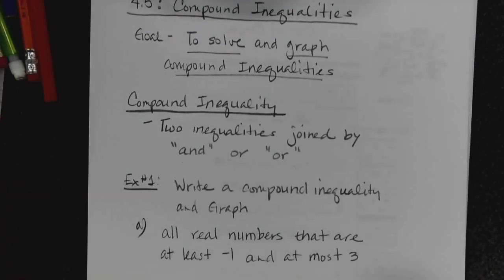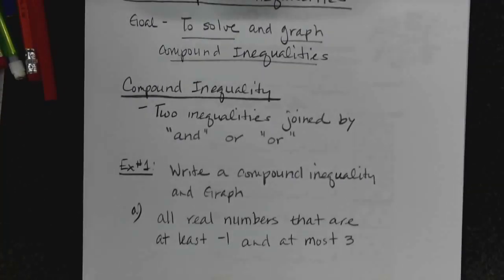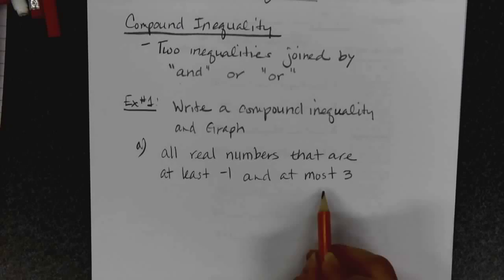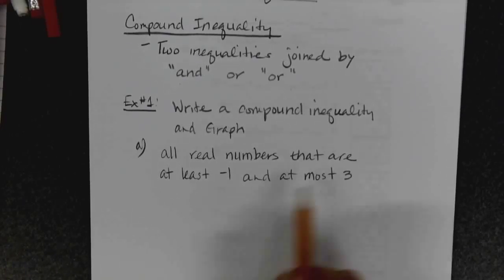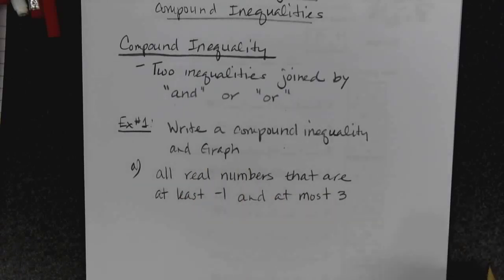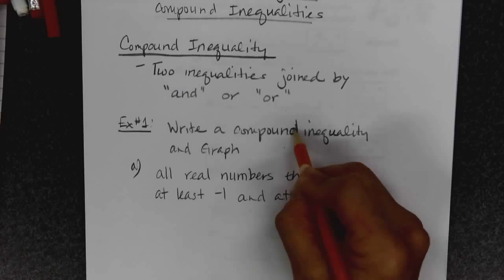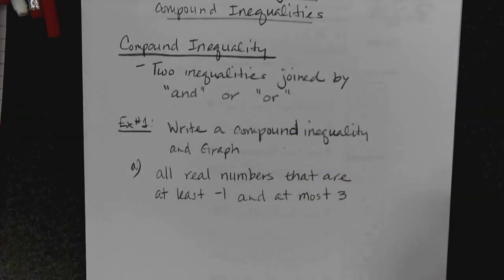So I want to write a compound inequality that would represent this. What's that word right there? At most. Write a compound inequality and graph. Oh, I'm stupid. I read that wrong. I thought your D looked like a C and an L, and I was confused. It does. It's not you, it's my handwriting.